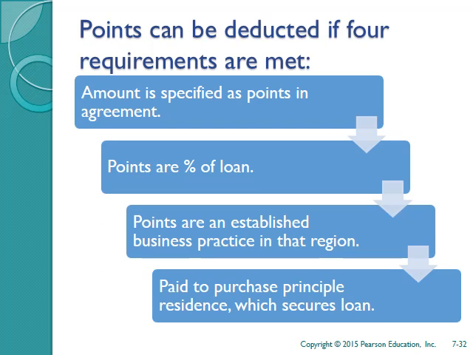I think we talked about this in a previous class, about when points on a mortgage can be deducted, but these are the 4 requirements. It has to be specified in the agreement. Points are a percentage of the loan, but I don't really call that a requirement. That's just the nature of what points are. Paying points on the mortgage has to be an established business practice in that region. So if it's not common to that area, it can't be done, and it has to pay to secure the principal residence.